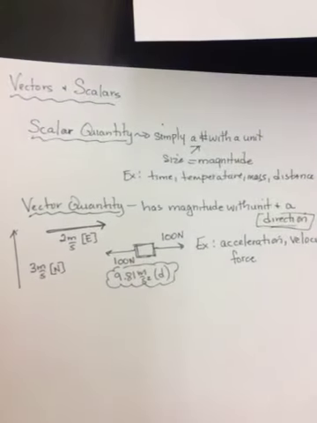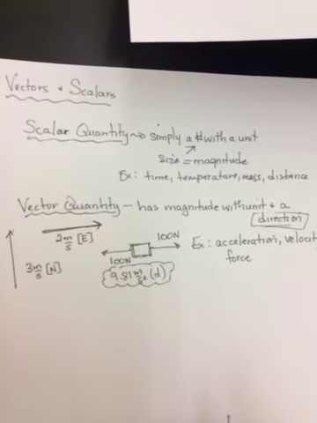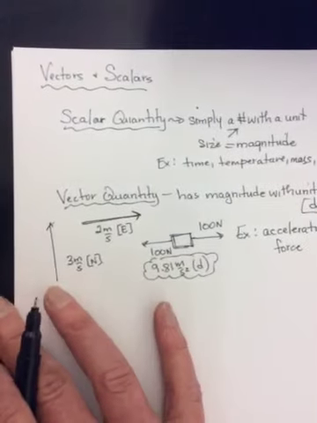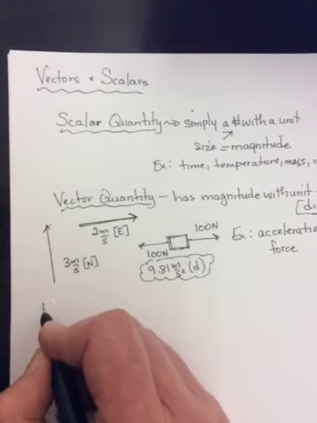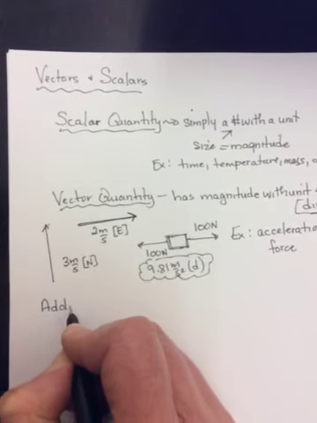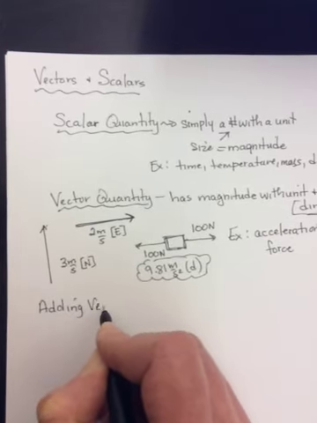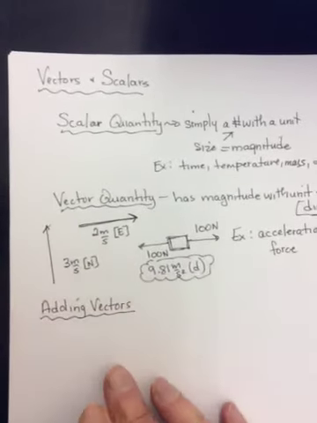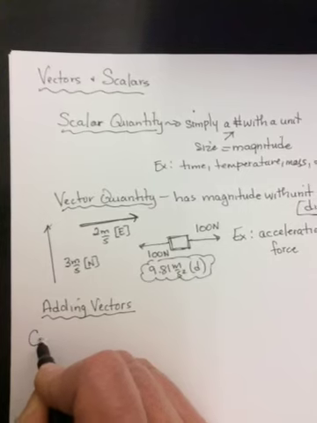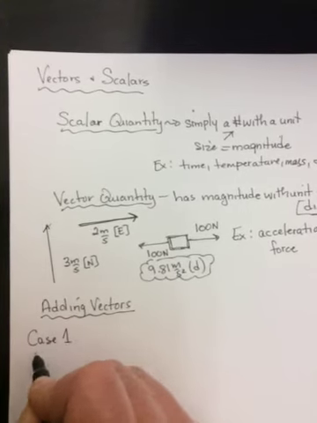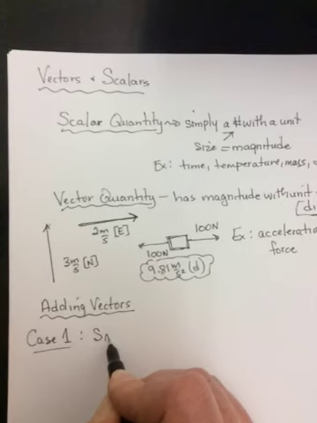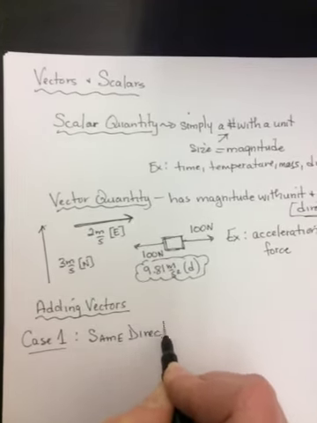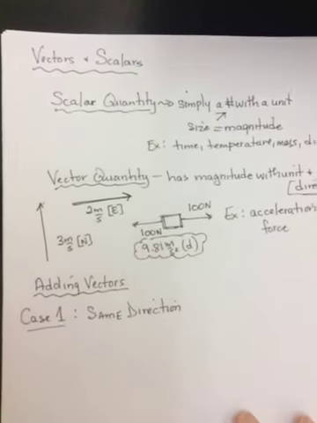Okay? Now there are some really important rules that go with vectors. Because the direction matters, when we're adding and subtracting vectors, we need special rules. So, adding vectors. Now these special rules for the first couple of cases will be borderline common sense. Case 1 is when the vectors are acting in the same direction. And maybe I'll use force here just because it'll be easier to see.